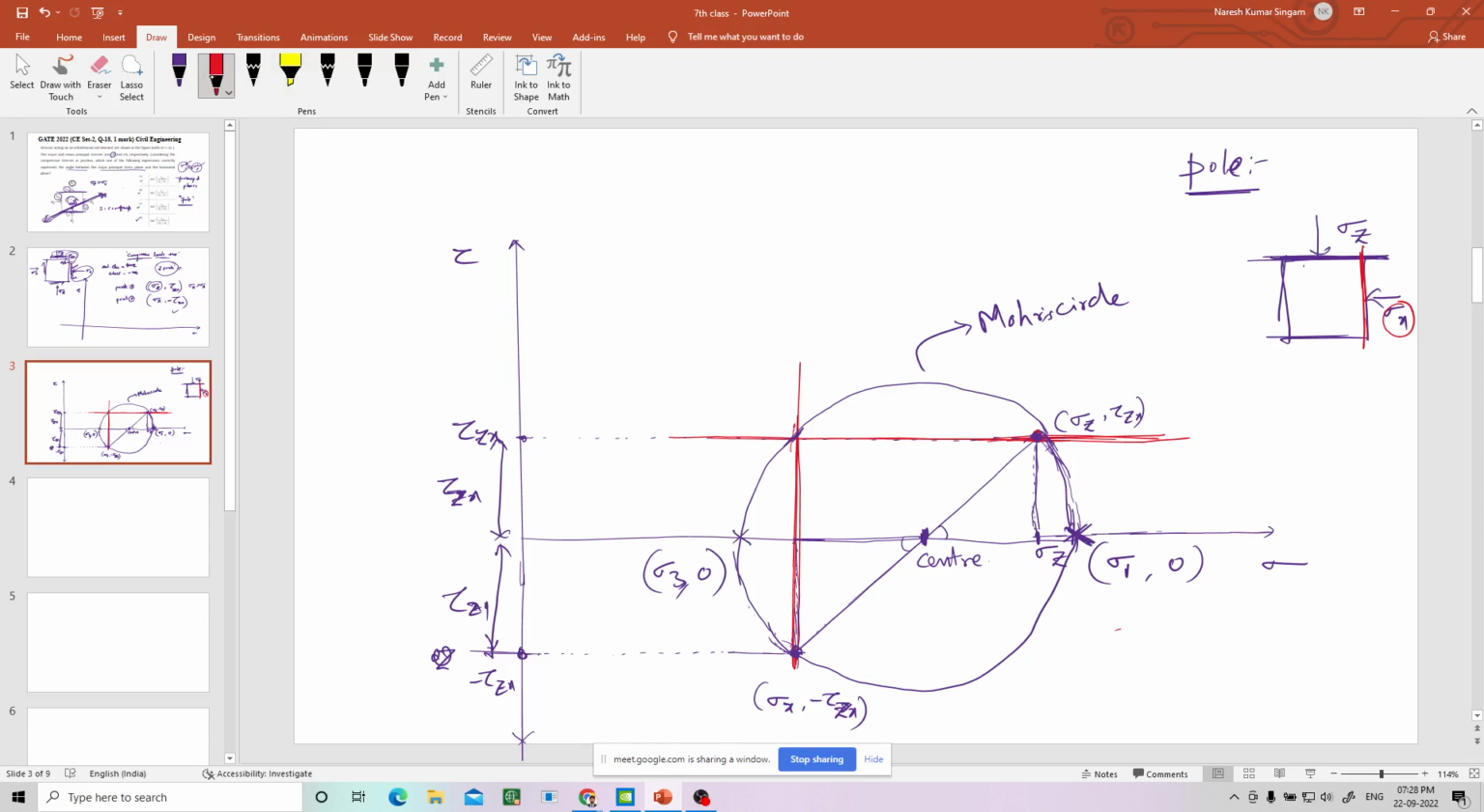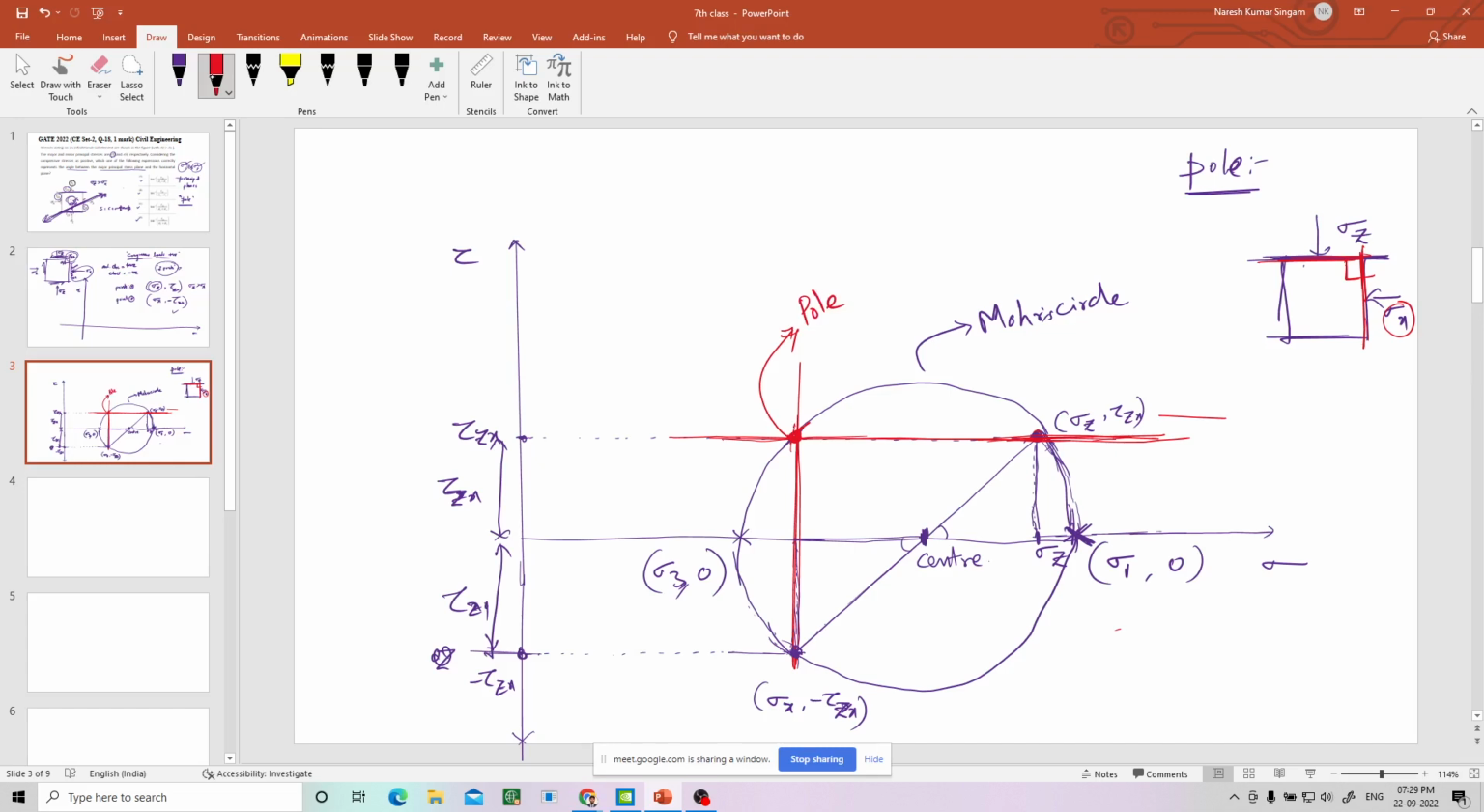Now if you draw these two lines on which these stresses are acting, and these stresses are acting on two perpendicular planes, whenever you draw those two lines, they will definitely meet on the circle. The intersection point of those two lines, this is the horizontal line because it is acting on the horizontal plane, and this is the vertical line because it is acting on the vertical plane. The intersection of them is the pole.